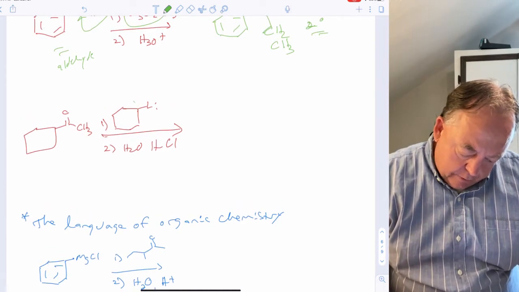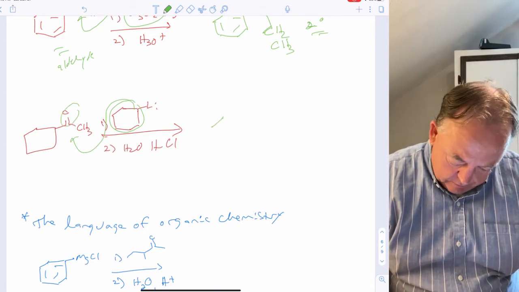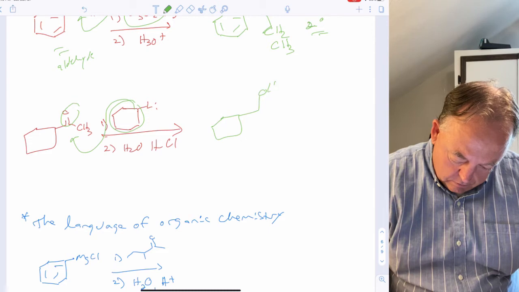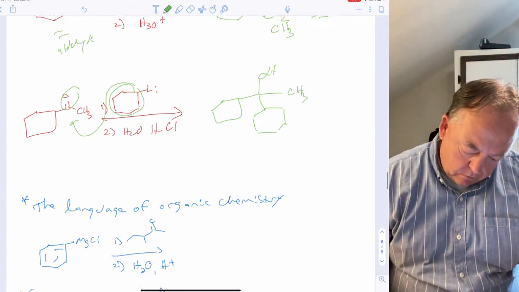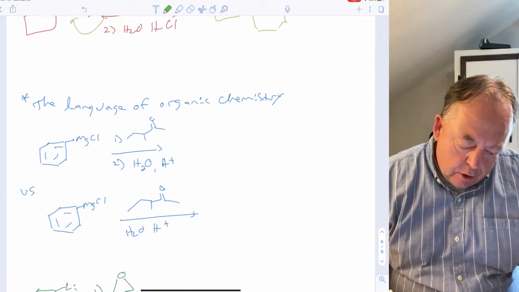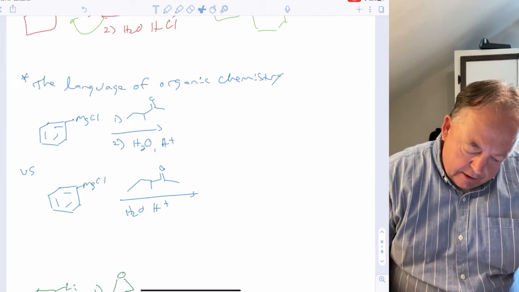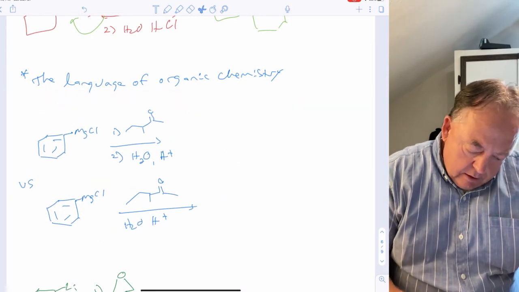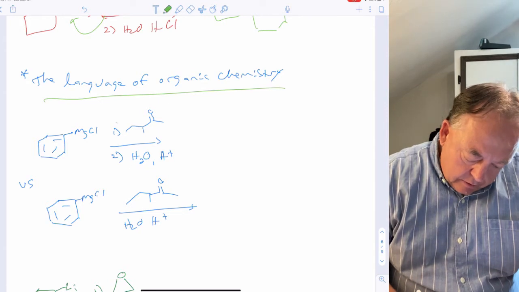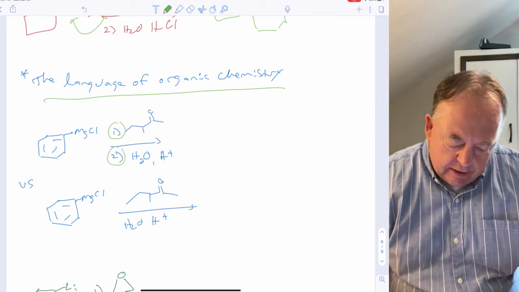Okay, so if we predict the products here, we're going to take that, stick that here, and that's going to become an OH. And that would be your product, right? Okay, so some subtle things to notice here. There's some language here that you need to recognize. So this 1 and 2, what does that mean? That is information to a chemist.